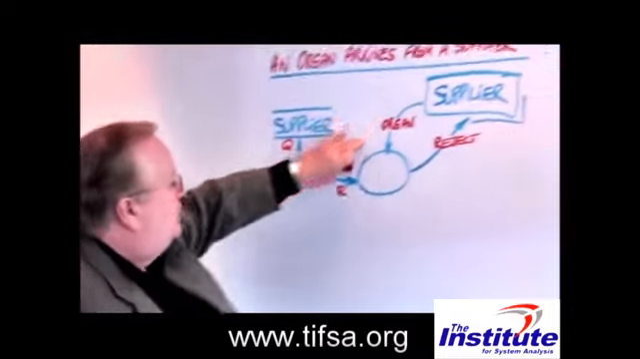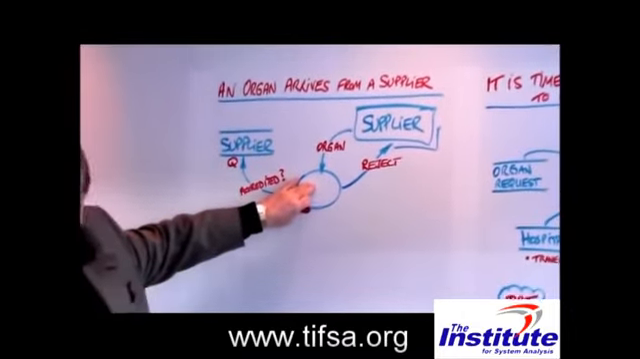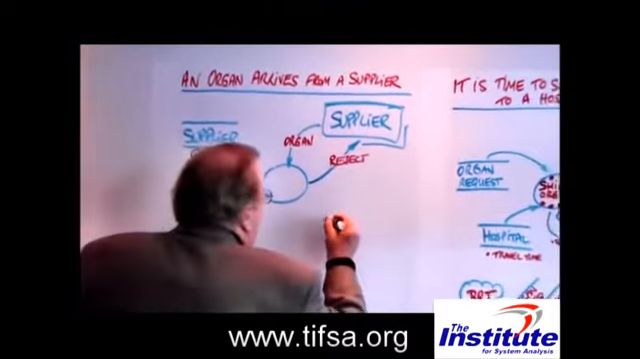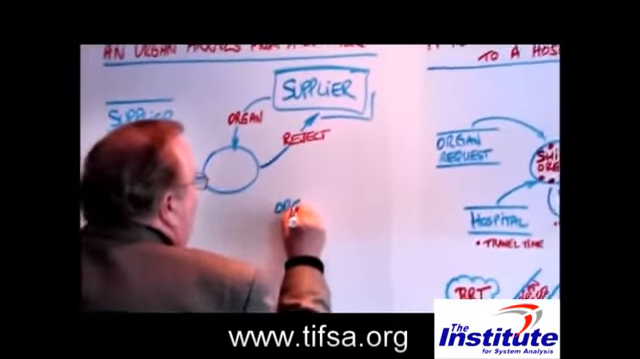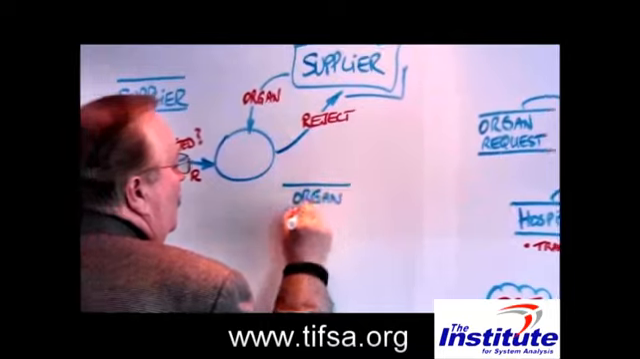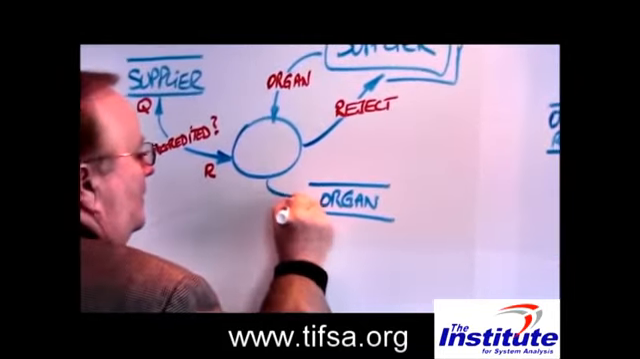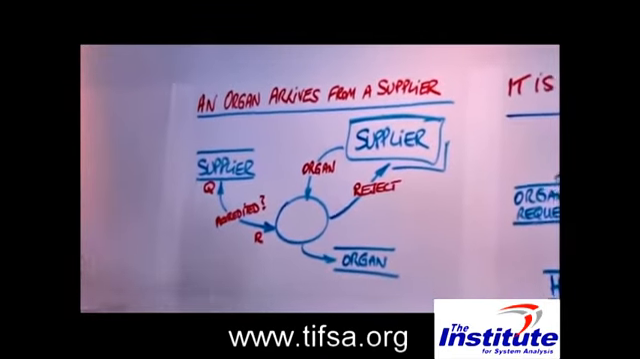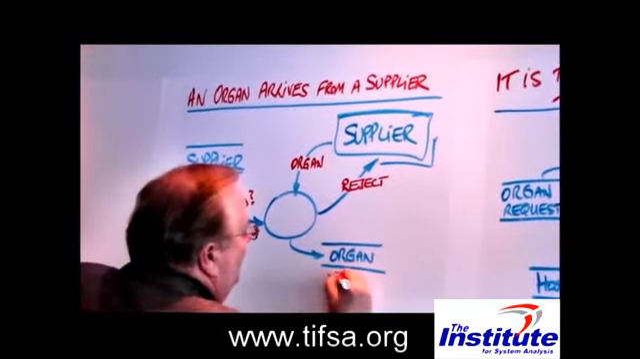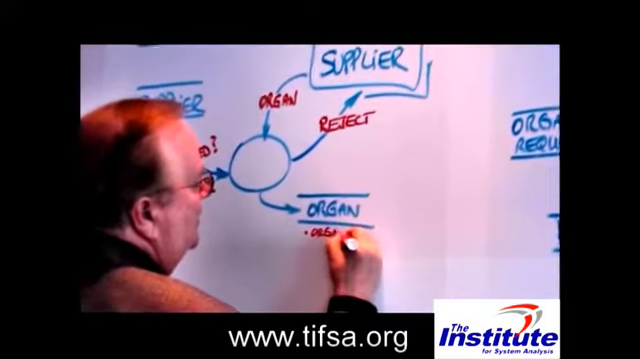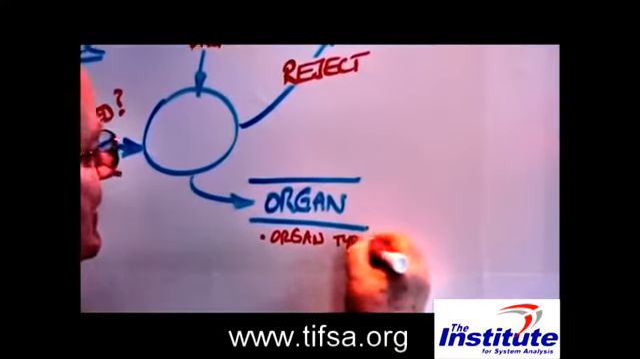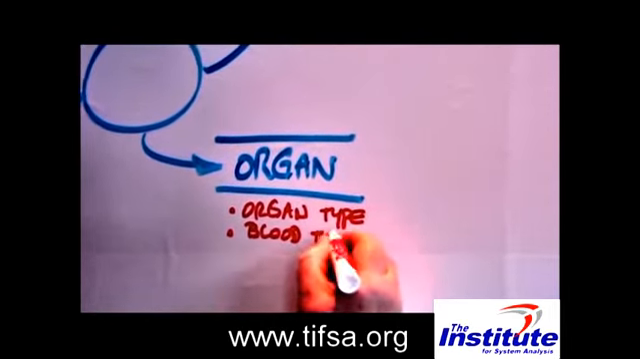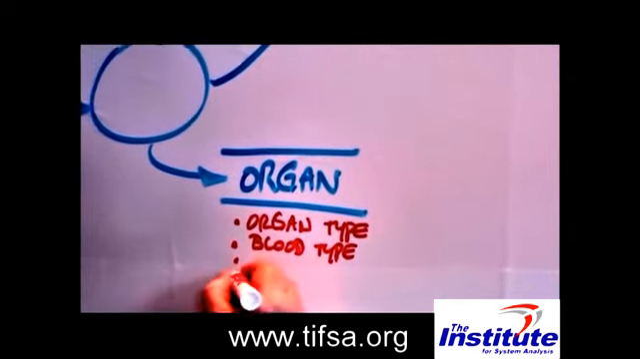So now that we know it's from an accredited supplier, what do we want to do about that? Well, we're going to keep track of the organ. We're going to receive it and record it. So there we have the organ. So data attributes of the organ would be organ type, of course, and we have blood type, and a number of other data attributes as well.